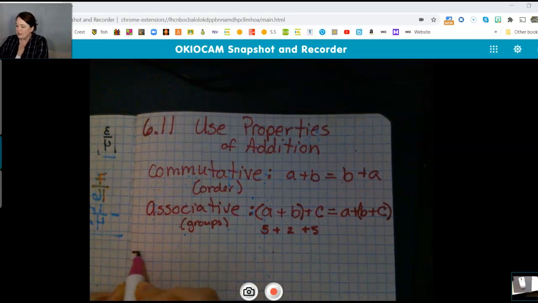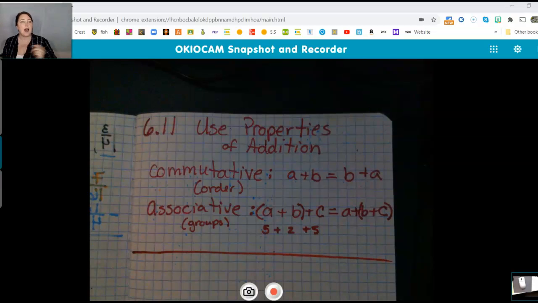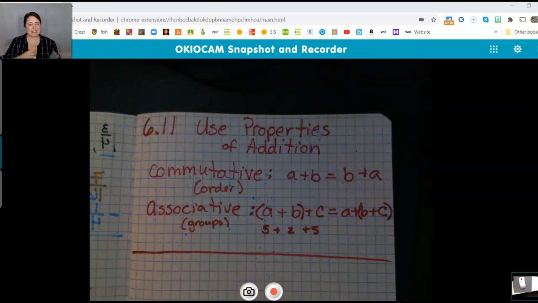Okay, so Miss Gorman, what does this have to do with fractions? I'm so glad you asked, Miss Gorman. Here's what it has to do with fractions. You're going to be looking at problems today and trying to figure out how you want to add them together to make your life easier. Honestly, that's the whole point of today. How are you going to add these numbers to make them easier for you? And it's almost to a point of mental math that you should be doing these.